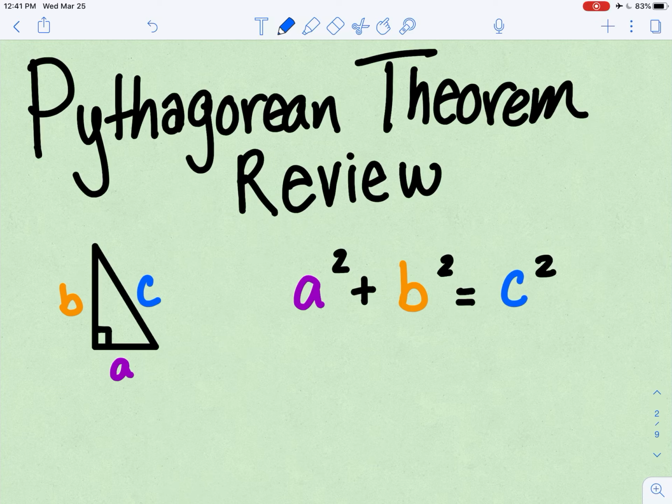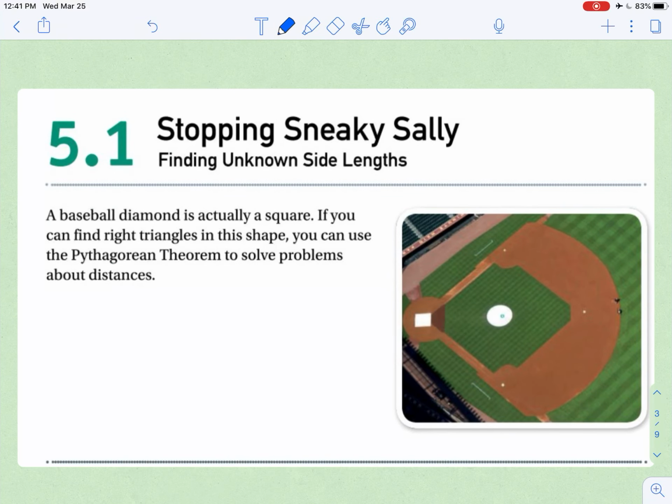All of the questions today are going to be related to baseball, so I'm just going to give you a little bit of background information about why we're dealing with baseball as the sport of choice today. A baseball diamond is actually a square, and we know that a square has 4 right angles and 4 congruent sides. If we can create right triangles within a square, then you can use the Pythagorean theorem to solve problems about distances. And that's what we're going to be doing.